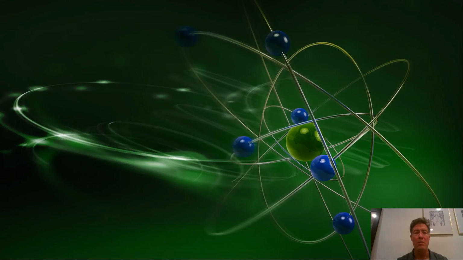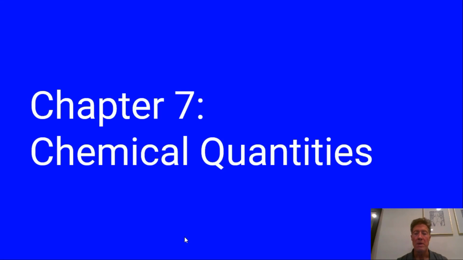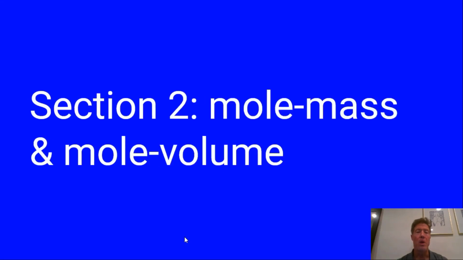Welcome to Chapter 7, Part 2, our continuation of the mole. We're talking about chemical quantities. In Part 1, we introduced the concept of the mole, and now in Section 2, we're going to talk about what we can do with moles. We can talk about mole masses and mole volumes. So we're going to use the mole to change between mass and volume and count.